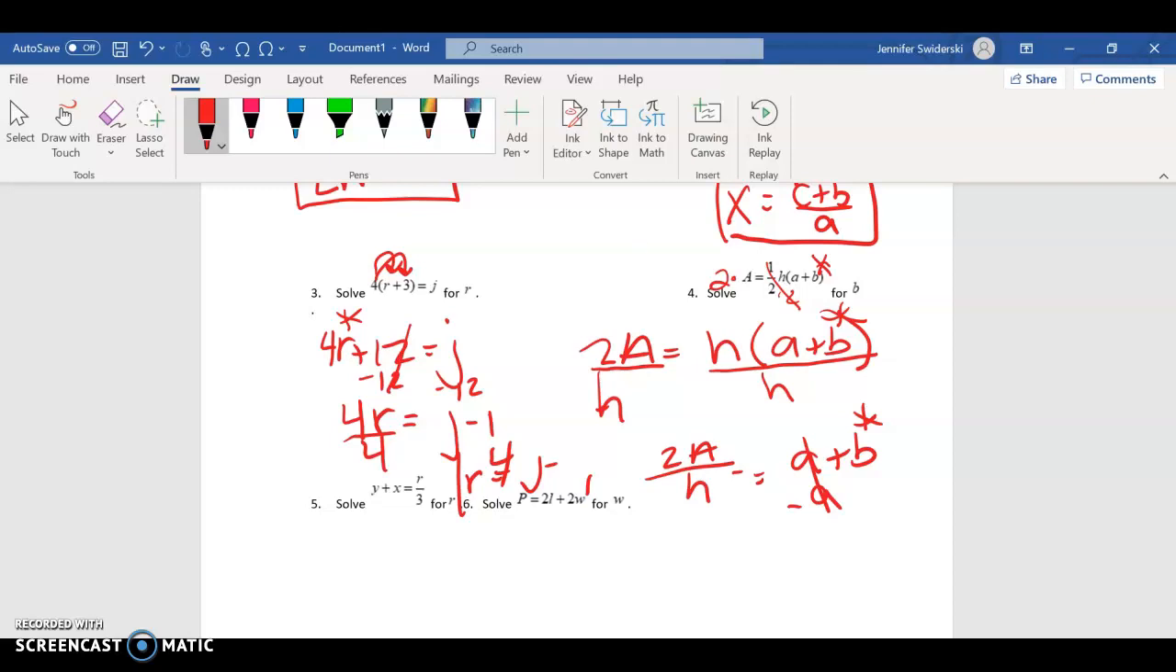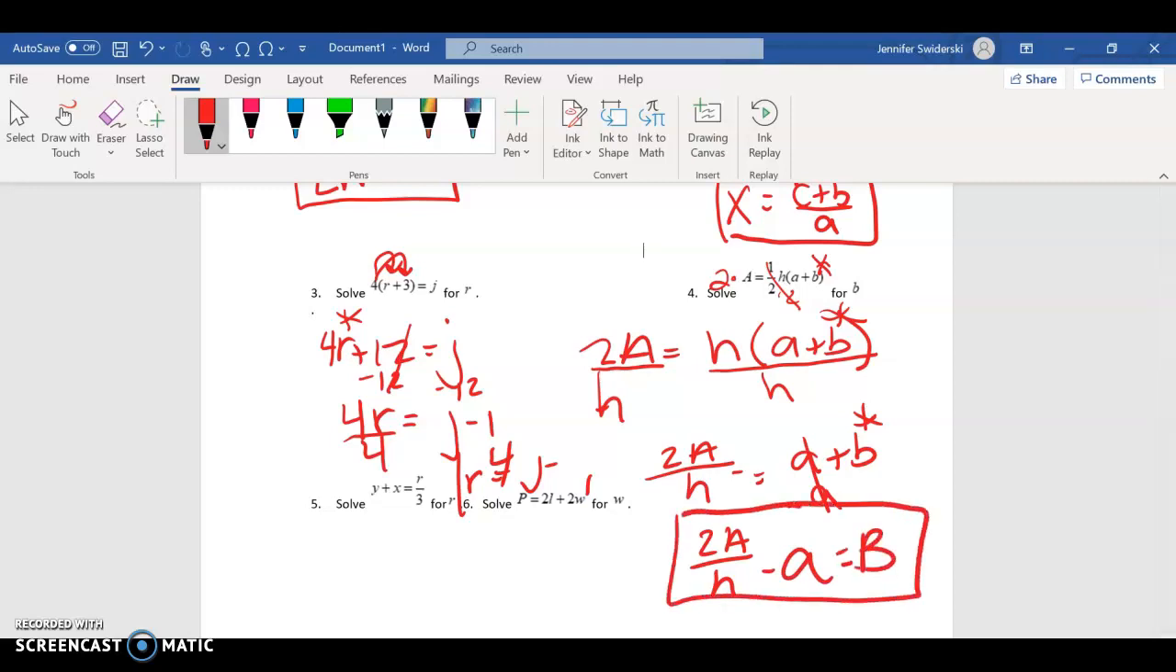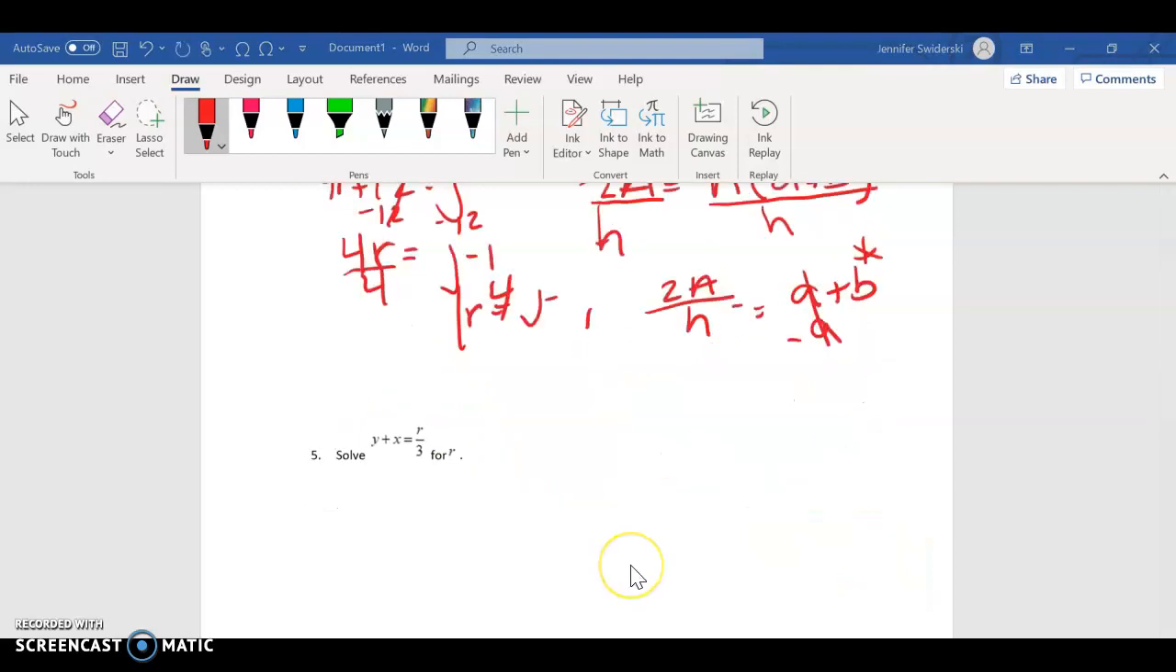Now, when I do that, this is very similar to solving equations with numbers, but we're just solving for variables, right? So when I subtract A on both sides, we get 2A over H minus that A equals B. All right, we're just getting used to the habit of solving for a variable. Let's take a look at number 5.